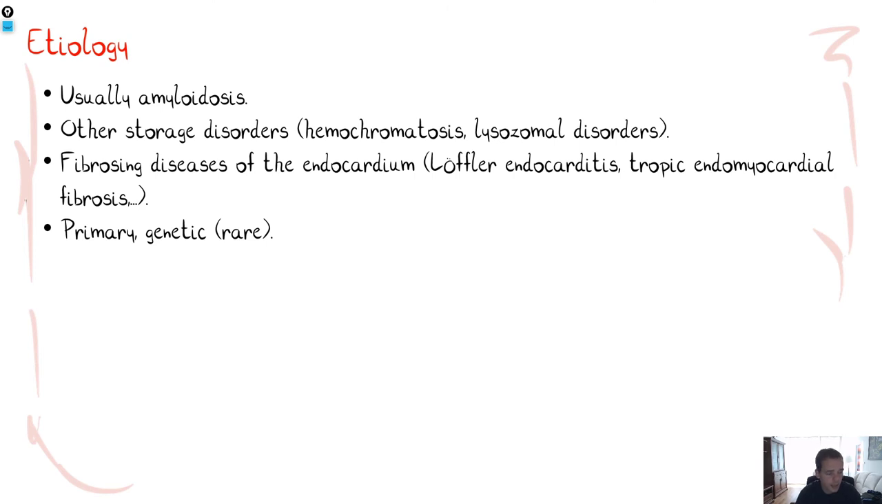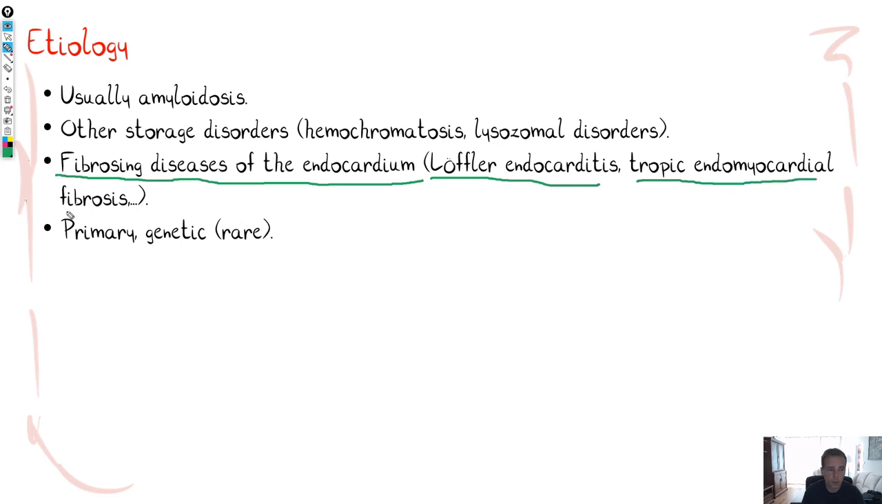Primary genetic restrictive cardiomyopathy exists, but it's quite rare. It's not so common. The appearance of restrictive cardiomyopathy can be also caused by several peculiar diseases of the endocardium. There are some disorders of the endocardium, such as Löffler endocarditis or tropical endomyocardial fibrosis, that lead to the fibrosis of the endocardium and subsequent fibrosis of the layer of the myocardium, which leads to the restriction of the myocardium. So also some fibrosing diseases of the endocardium are included in this category as well.